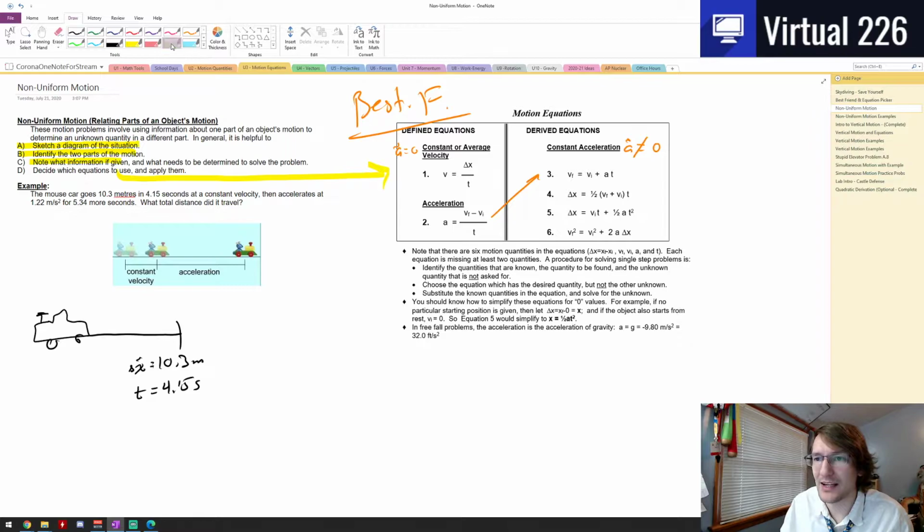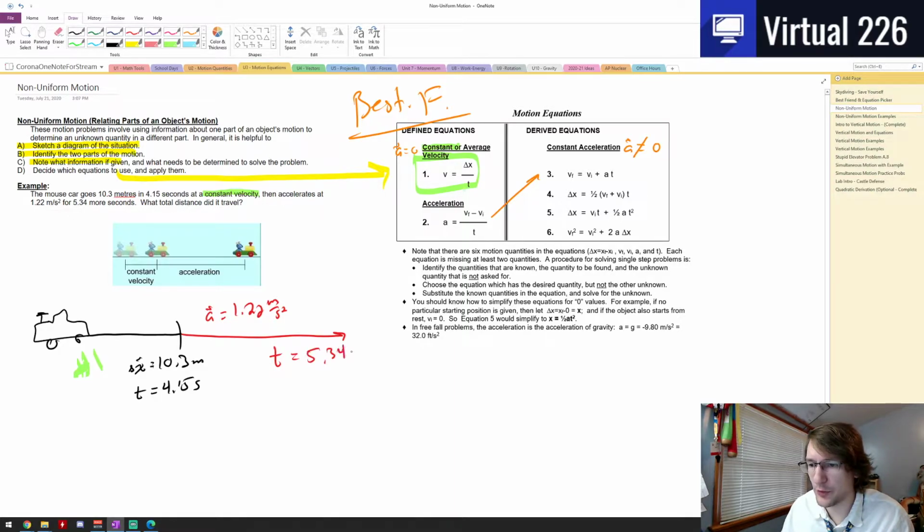Now, if it's moving at a constant velocity here, that's equation 1. So this is equation number 1 over here. It then, so this is the second part, it then accelerates at a value of 1.22 meters per second squared for a time period of 5.34 seconds. We'd like to know what total distance it traveled. So going from the start back here to the end out here somewhere, what is this total delta x?